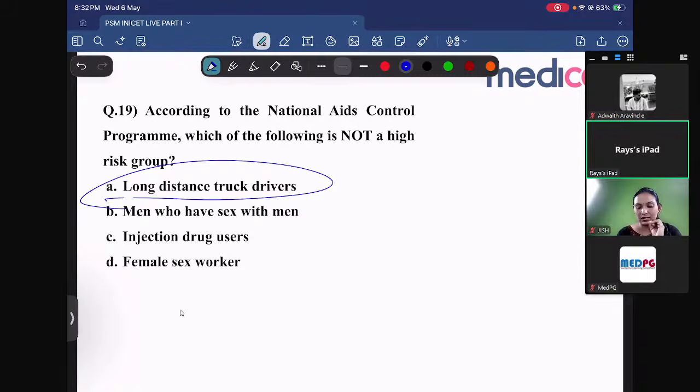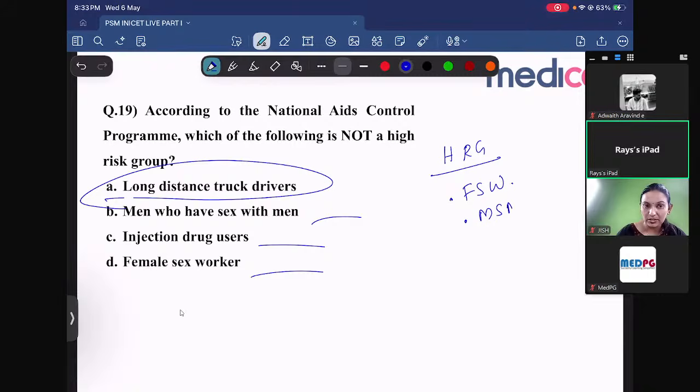Rest of these, that is transgender, the men who have sex with men, the gay, lesbian group, injection drug users, that is IV drug abusers, and female sex workers, are all the high risk group for HIV. So we say it as HRG, the high risk group. You have female sex workers, then men who have sex with men, and injection drug users. Then you have transgenders and hijra. These are all the high risk group. They are at a higher risk of getting HIV, that is, there is direct exposure.